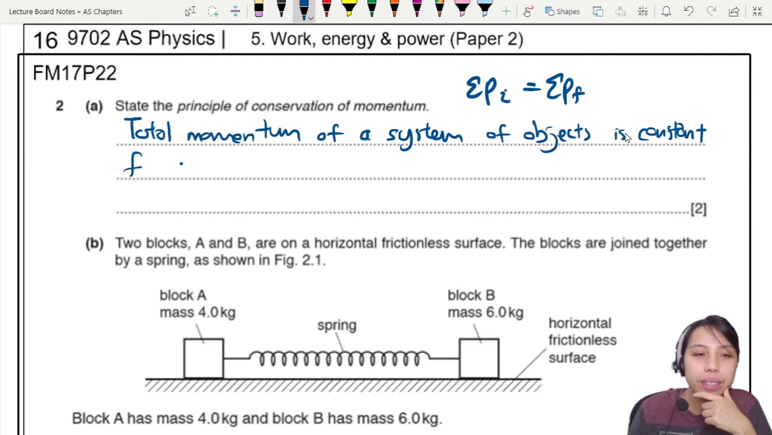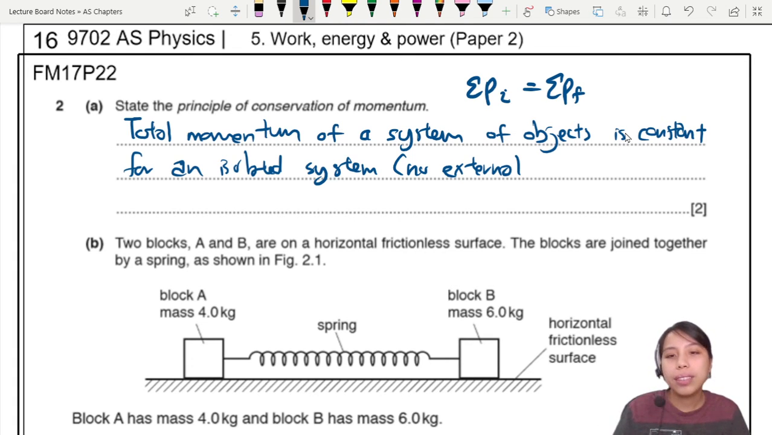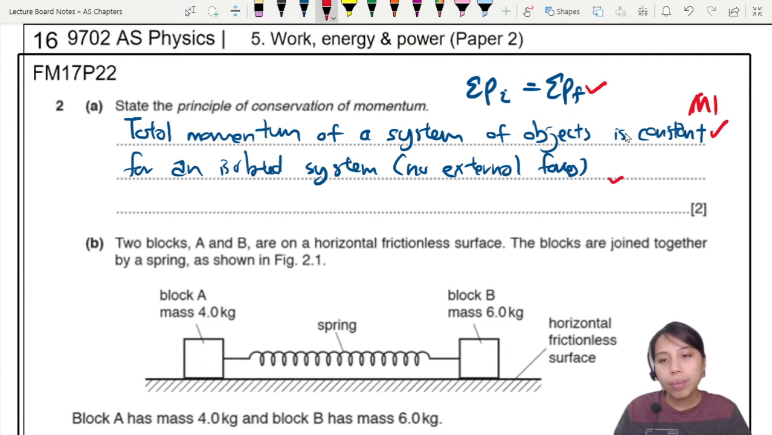For an isolated system. An isolated system really means that there are no external forces, such as friction, some field. No, we don't include those. Just two bodies interact. Then yes. These are 2 marks. Usually one will come for the first part, total constant, or this version of it, initial equals to total final. And then, this is M1, to get the last part, you must say that there are no external forces or there is an isolated system.